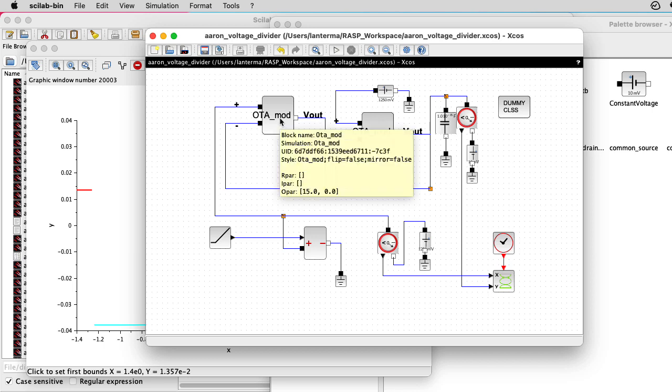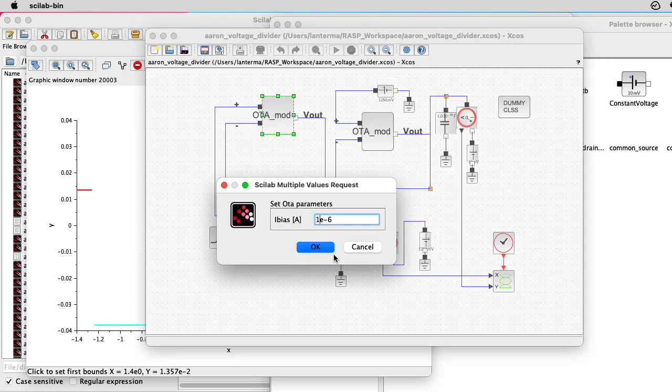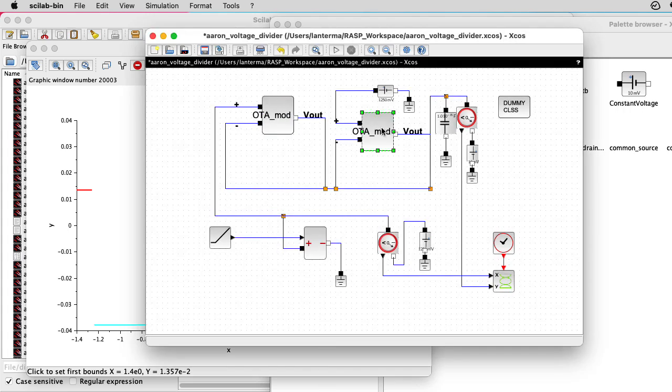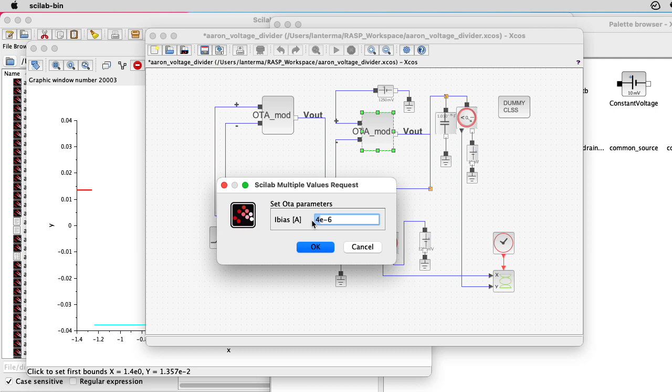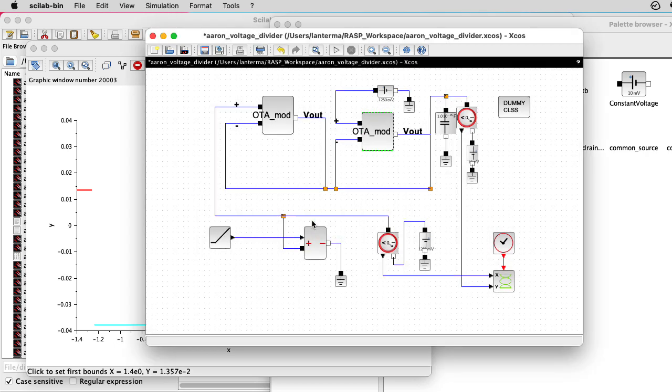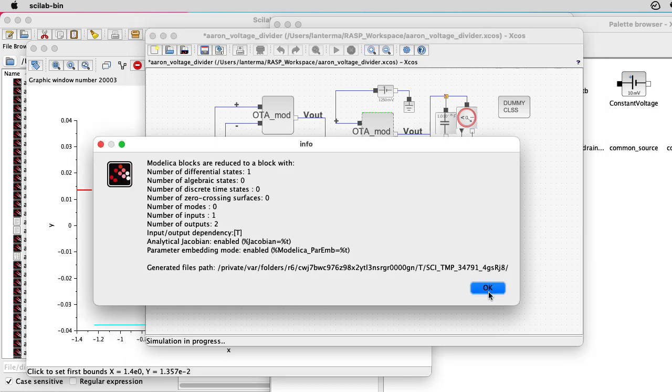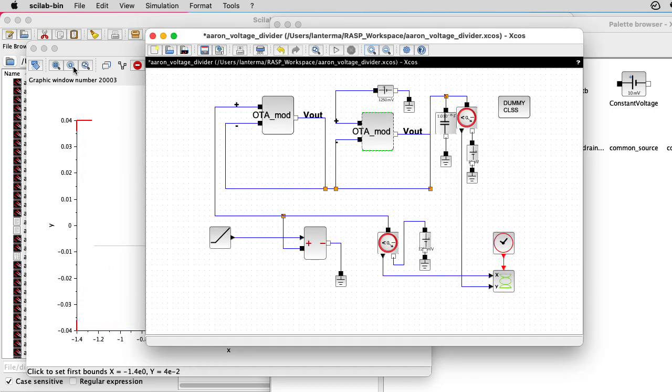Let's change this one here to 1 microamp, and we'll change this one to 9 microamps. So remember, this is proportional to conductance, not resistance, so you have to flip around your usual resistor divider formulas in your head a bit. So this should be giving me a gain of 1 over 10. All right, so let's simulate that.